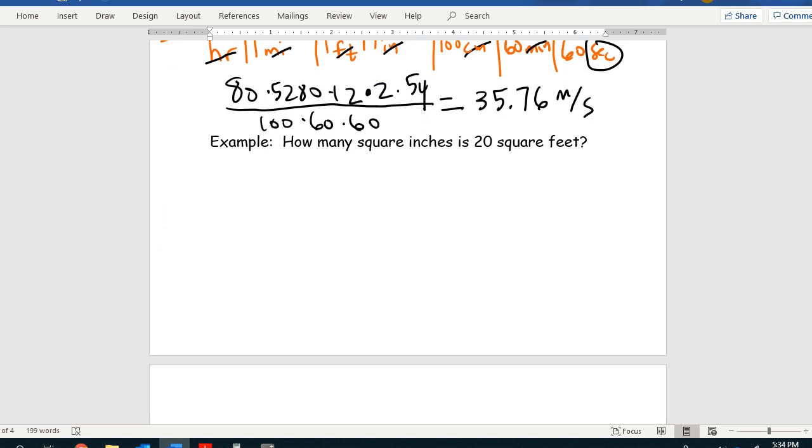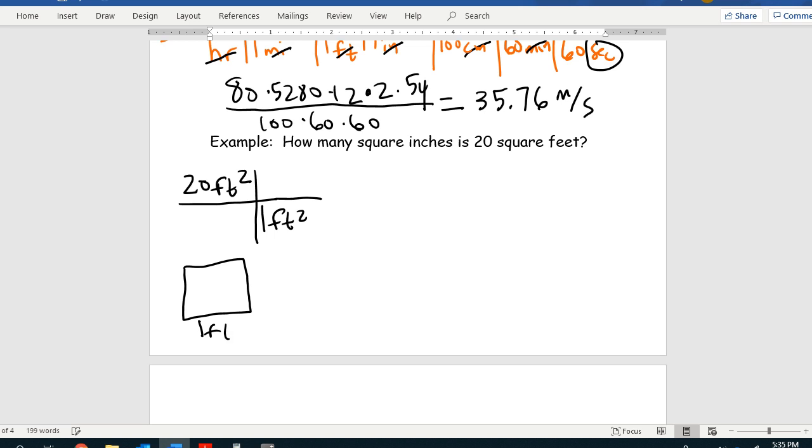Okay, another question with square units. How many square inches is 20 square feet? So we're starting with this quantity of 20 feet squared. Not a ratio, just a single quantity. Now, what I need to figure out is in 1 foot squared, how many inches squared are there? Sometimes I like to draw a diagram to help me out with this. So let's think of a square foot. Let's suppose we have a square that is 1 foot on each side.